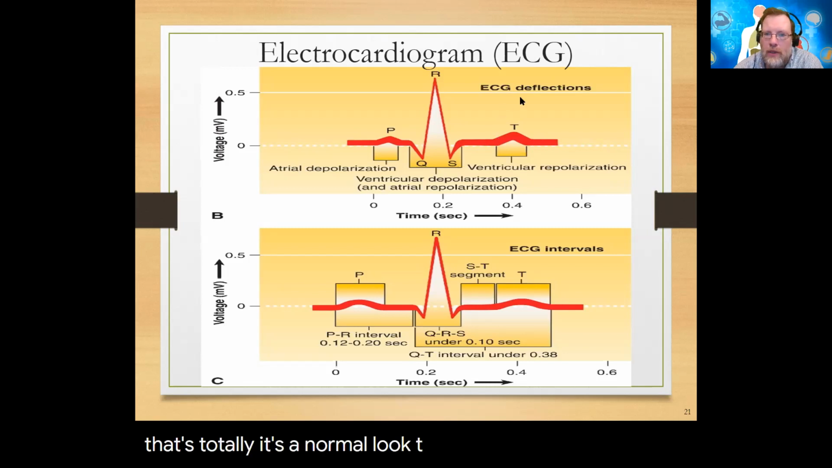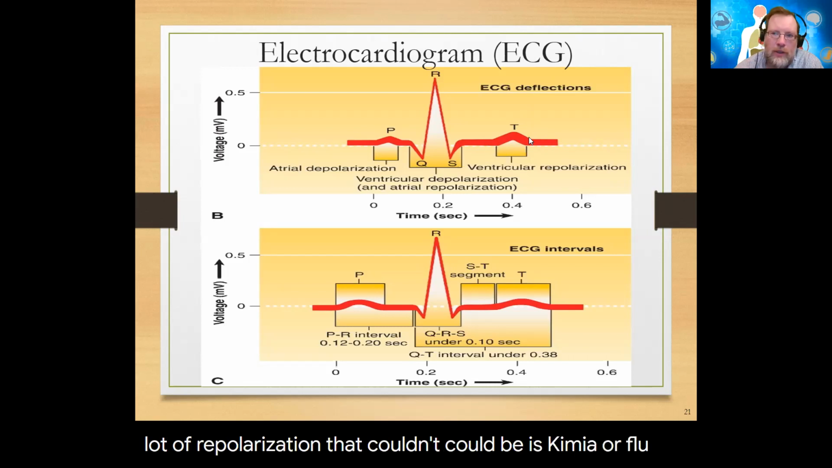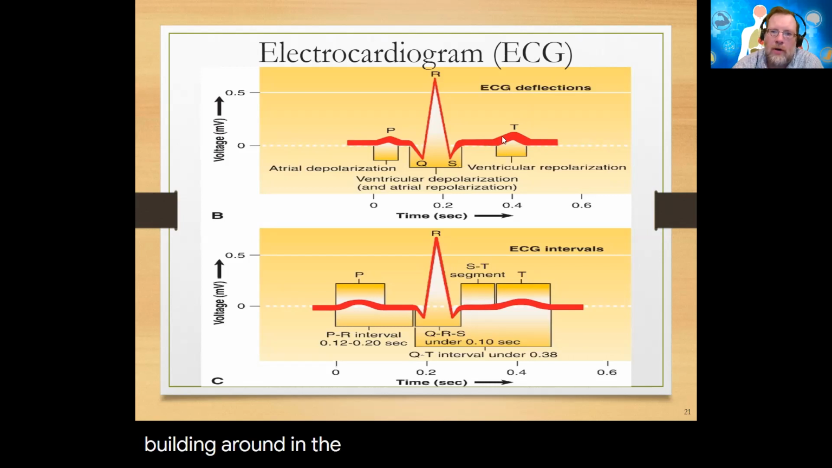T waves can be fairly large. We can have kind of a humpback T wave. With T waves, the ventricles showing a lot of repolarization could be ischemia or fluid building up in the pericardial space. And so the heart has difficulty basically going back to its reset point.